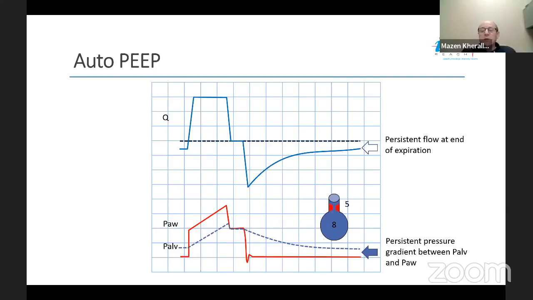Of course, the compliance of the lungs may play a role in determining auto-PEEP. The more compliant lung, more likely to develop auto-PEEP. The less compliant lung, like ARDS, is less likely to develop auto-PEEP.